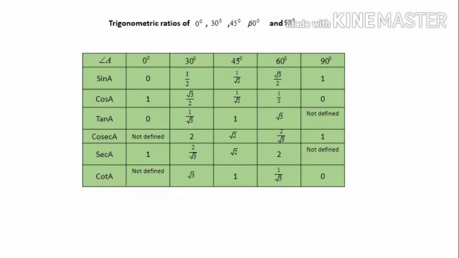For getting cot values, you take the reciprocal of tan. Again 1 divided by 0, not defined. 1 divided by 1 by root 3 is root 3. 1 divided by 1 is 1. Then 1 divided by root 3 is 1 by root 3. Then here 1 by 0 is not defined. Reciprocal, if you take 1 divided by 1 by 0, that is 0 by 1, that is 0.